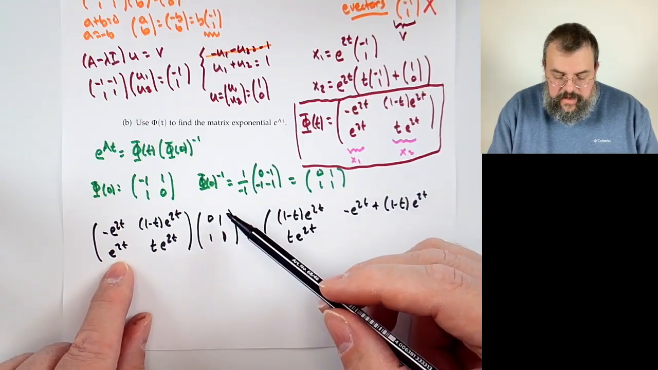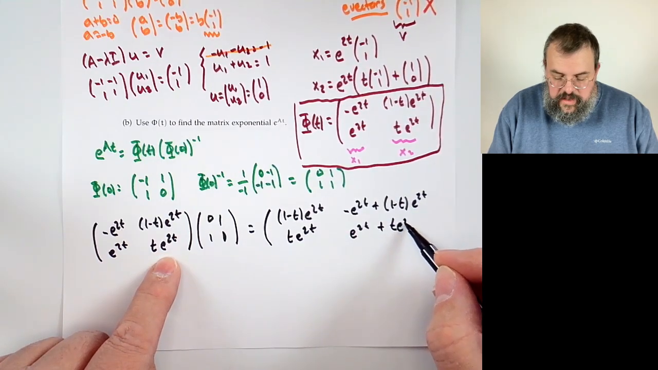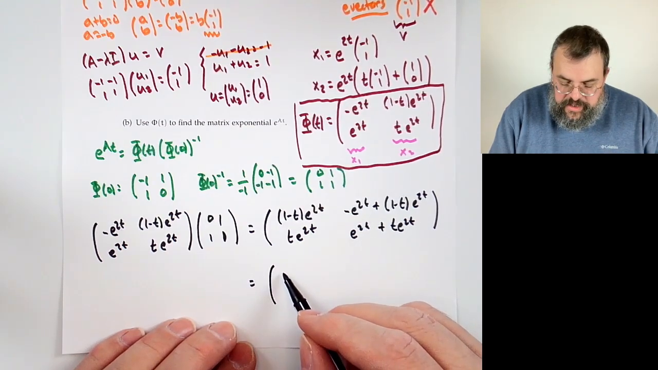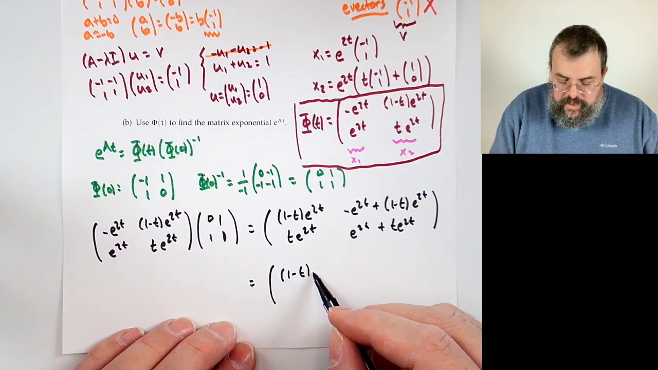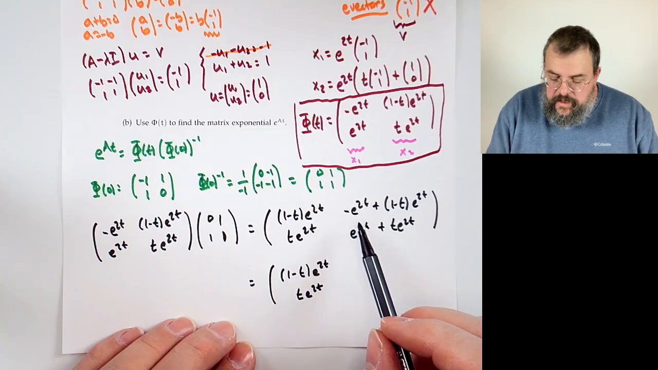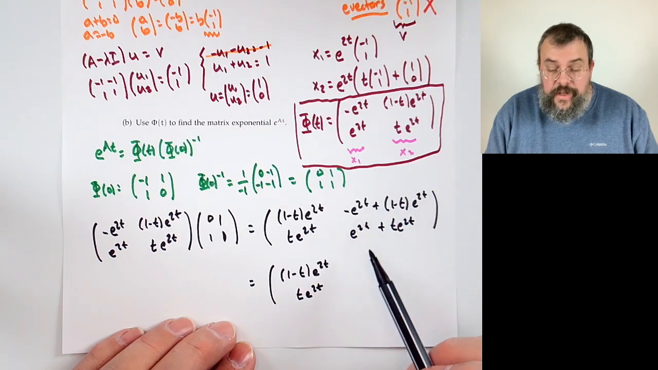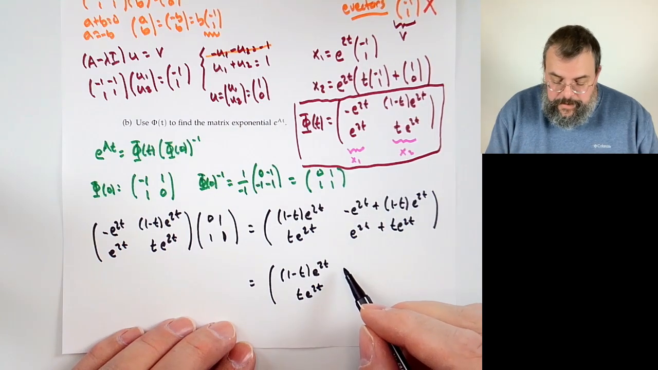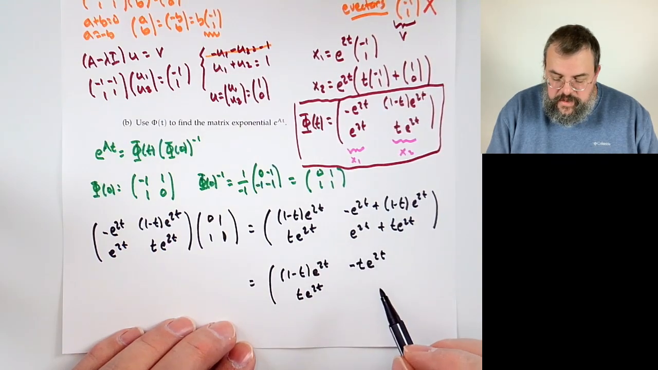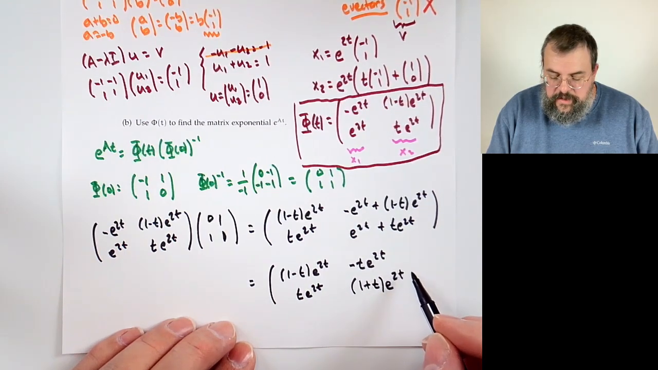And then lastly, we'll get e to the 2t plus t e to the 2t. And if we clean that up just a little bit, just enough: 1 minus t e to the 2t, t e to the 2t. Here, if you work it out, see how you have a minus e to the 2t and a plus e to the 2t? They cancel each other. So we have minus t e to the 2t. And then here, let's just pull an e to the 2t out: 1 plus t e to the 2t.